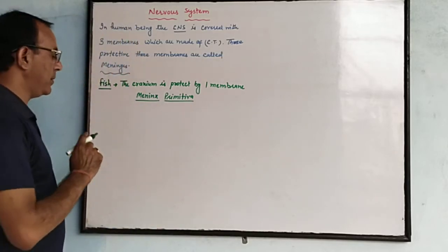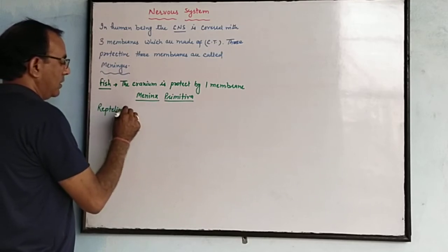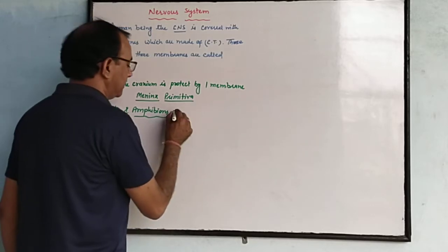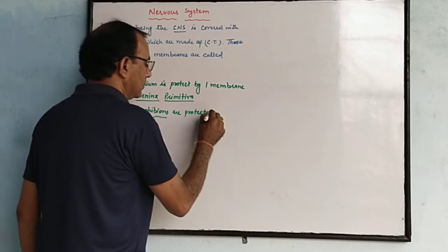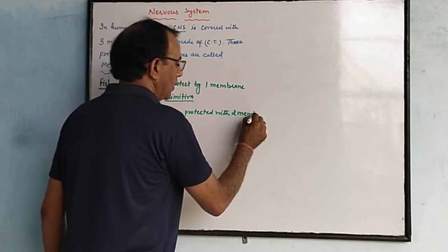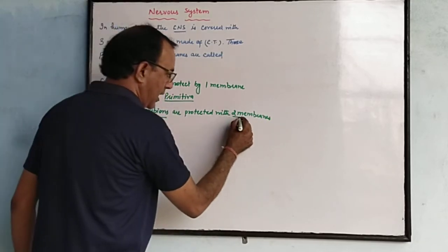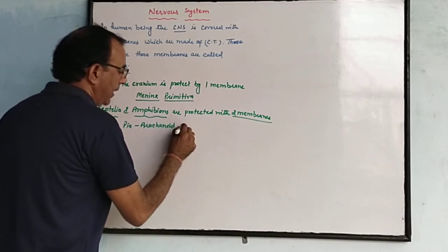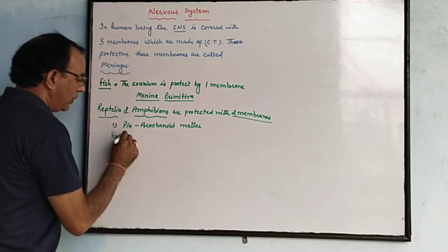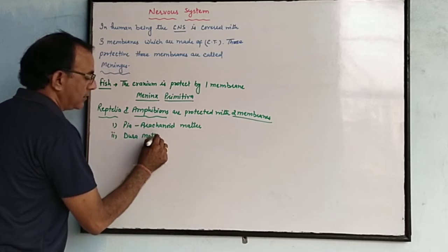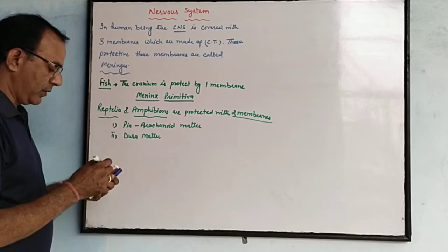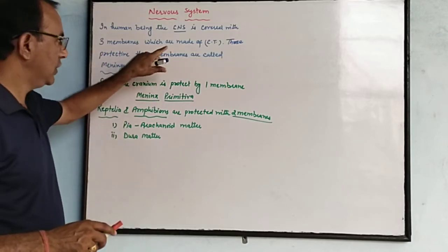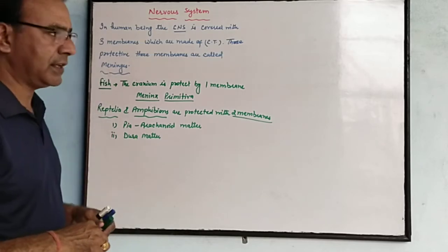Reptilia and amphibians are protected with two membranes. The names of the two membranes are as follows. First one is pia-arachnoid matter, and second one is dura mater. These are the two membranes which protect the reptilia and amphibian cranium. In human beings, as we have already discussed, the CNS is protected with three membranes, made up of connective tissues and called meninges.